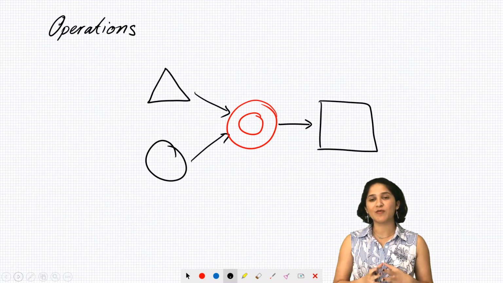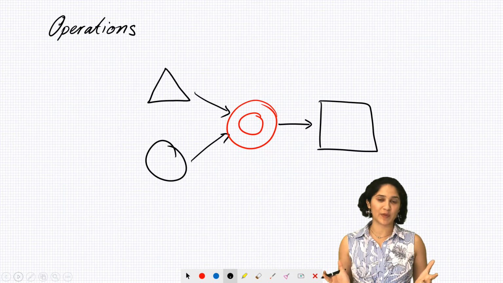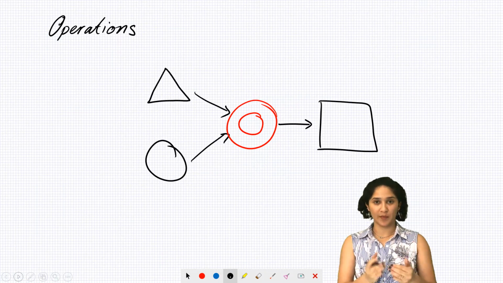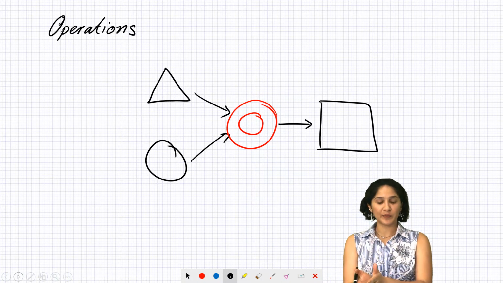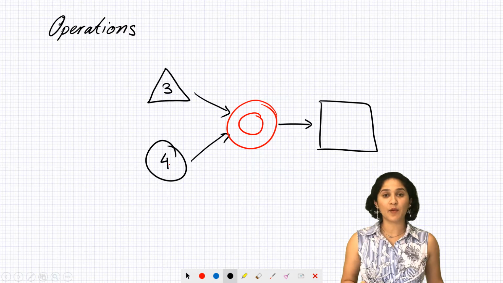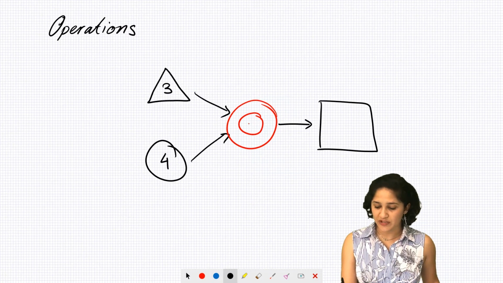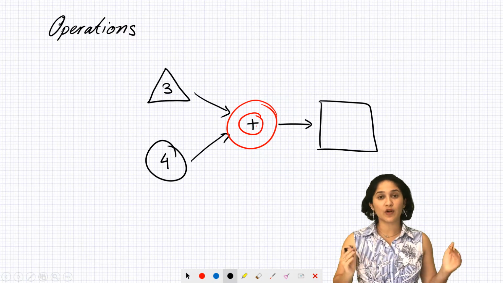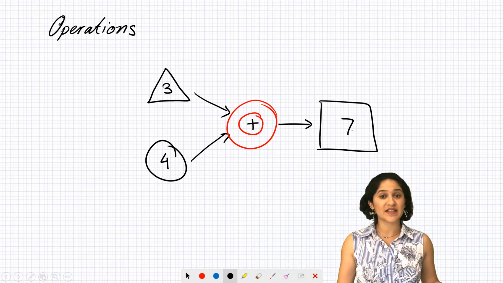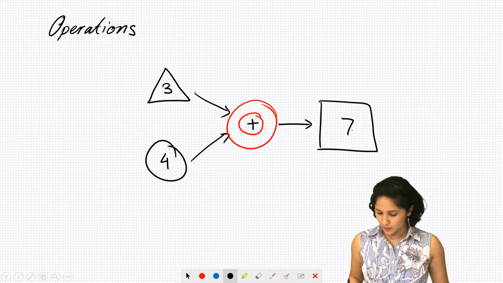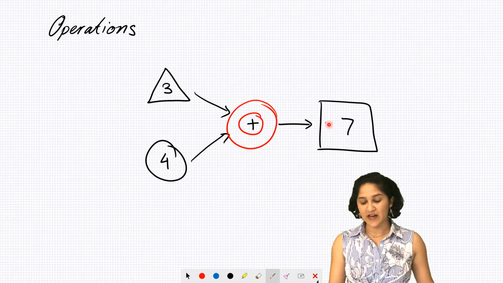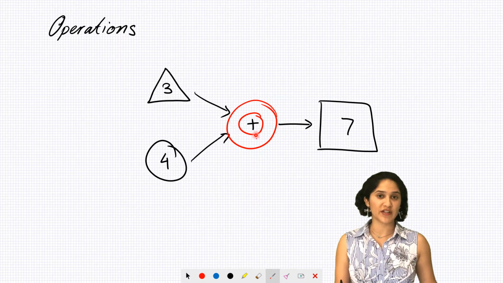So operations form the basis of all algebra, and all they are is really different rules for combining numbers to get a new number. So let's say we have the two numbers 3 and 4, and we want to combine them with the operation addition. Then we know that 3 and 4 combined with addition gives us 7. So these are our inputs, and this is our result for this particular operation.